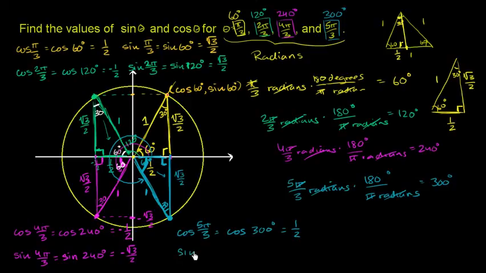Now, let's think about what sine of 5 pi over 3, which is the same thing as sine of 300 degrees, is going to be equal to. Well, the sine of the angle is going to be the y-coordinate of this point right over here. We went 300 degrees, or 5 pi over 3 radians. You look at its y-coordinate. We went square root of 3 over 2 down from the x-axis. It's negative square root of 3 over 2. And we are done.